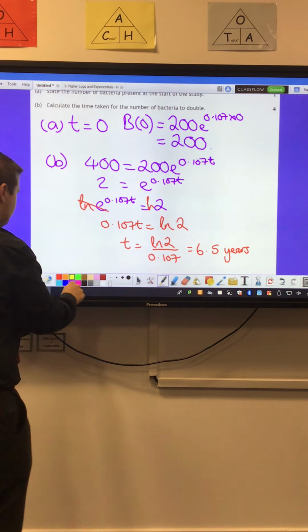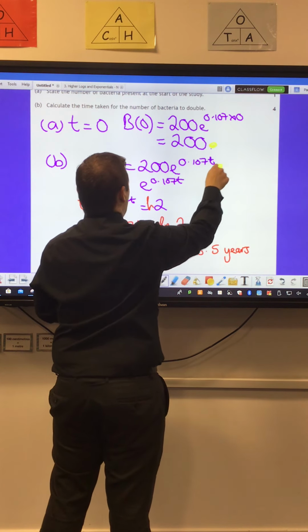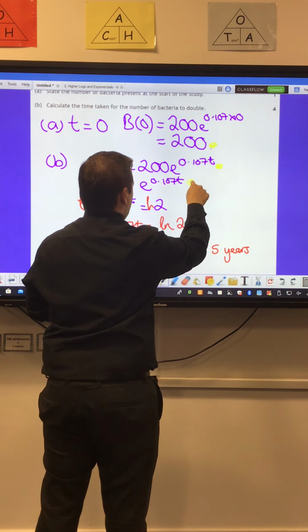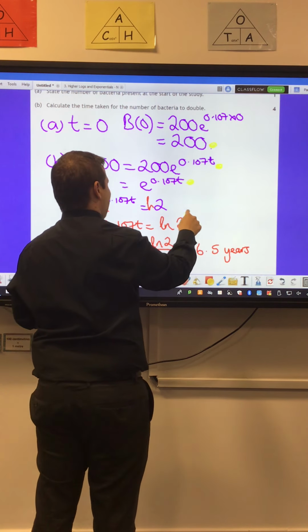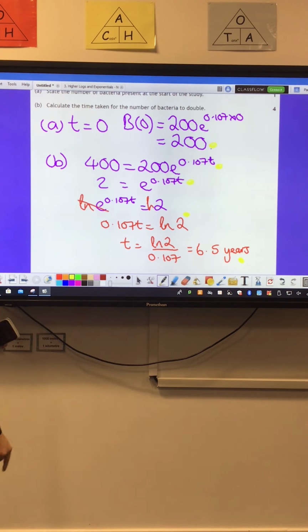Okay, marks for that. 1 mark for 200. You get 1 mark for substituting in, 1 mark for getting the equation equal to 2. Oops, I've jumped a step, sorry. The 3rd mark is for taking logs of both sides, and the 4th mark is for your final answer.